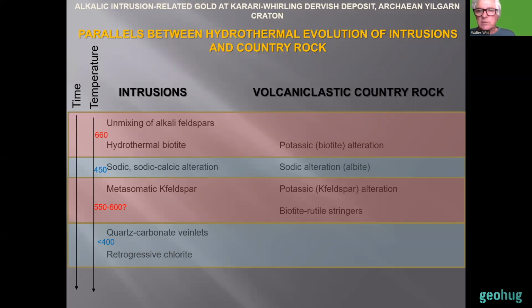Just to summarize the hydrothermal history in the intrusions and the volcaniclastic rocks and make some correlations between them, I present this diagram. The early hydrothermal biotite alteration seen in intrusions and volcaniclastic rocks can be correlated, as can the sodic and sodic-calcic alteration in both environments. And we have evidence from the intrusions that, at least in a small volume sense, the potassic K feldspar alteration responsible for gold in the country rock has also been present in the intrusions.